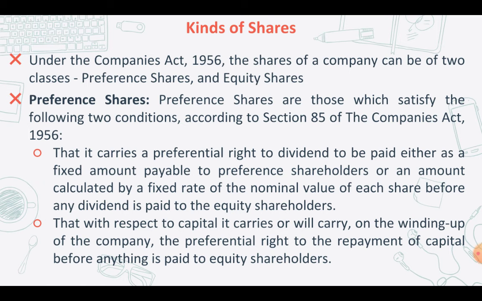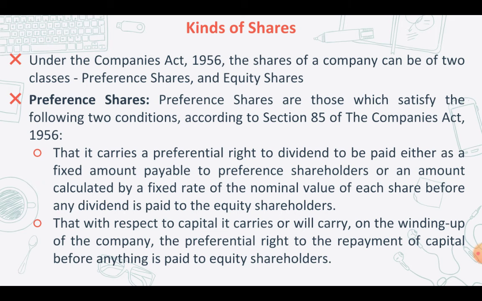The first condition is that it should carry a preferential right to dividend, to be paid either as a fixed amount payable to preference shareholders or an amount calculated at a fixed rate of the nominal value of each share, before any dividend is paid to the equity shareholders. Ignoring the jargon, the first condition states that it should have a preferential right to dividend. So before the equity shareholders are paid their dividend, preference shareholders should be paid first.